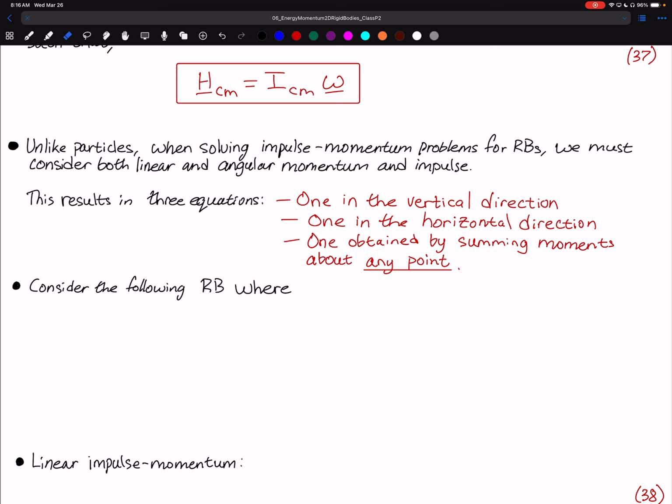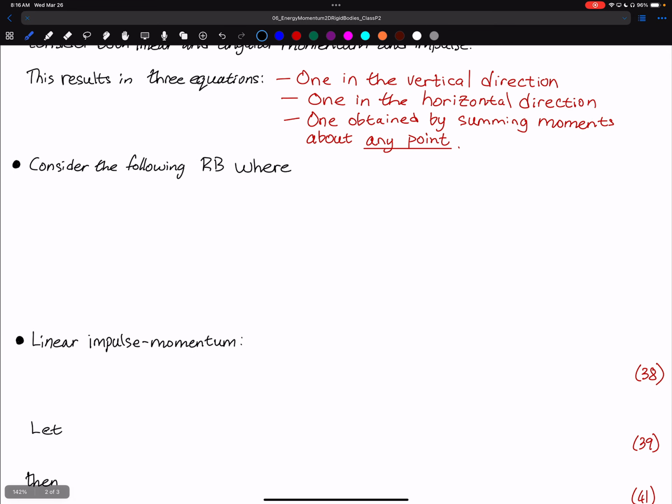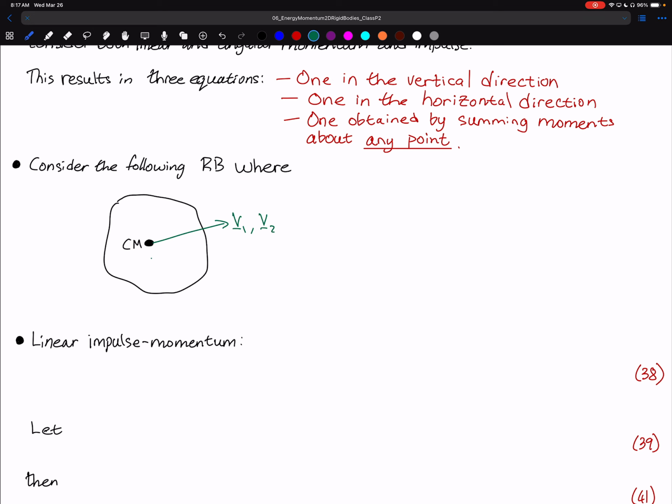Okay, so we're going to consider a rigid body. We'll put the center of mass over here, just use CM for that. It's going to have a velocity, we're going to write V1 or V2. V1 is going to be at time t1, V2 will be at time t2, and then we'll see where that pops up in a moment. And then there's going to be some angular velocity, omega 1 or omega 2.